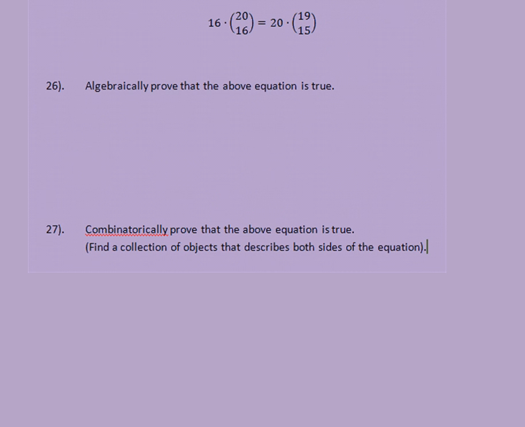Alright, last one here. We need to prove that the above equation is true. First, algebraically. I have 16 times this binomial, which is 20 factorial over 16 factorial, 4 factorial. With the one on the right, it's 20 times 19 factorial over 15 factorial, 4 factorial. What I'm going to try to do is simplify each of these sides a little bit. This one I think is easy to see. If you have 19 factorial, that's 1 through 19. But I'm also tacking on 20, so that's 20 factorial. And I'm just going to keep the bottom the same, 15 factorial, 4 factorial.